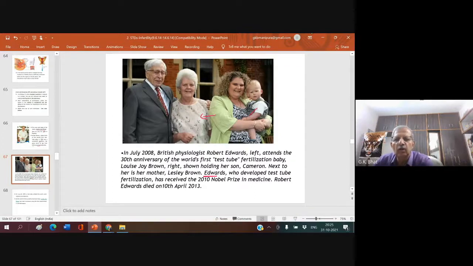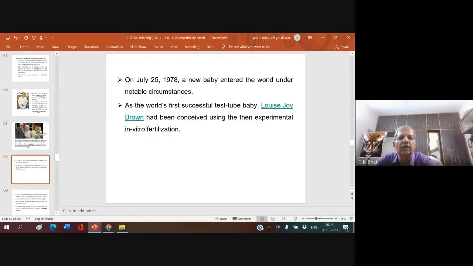Edwards, who developed test tube fertilization, received the Nobel Prize in 2010, and Robert Edwards died in 2013. Look here, for the experiment he did in 1978, he got a Nobel Prize in 2010. So late. Of course, there are two, you must know that. There are two doctors involved in that. I tell you.